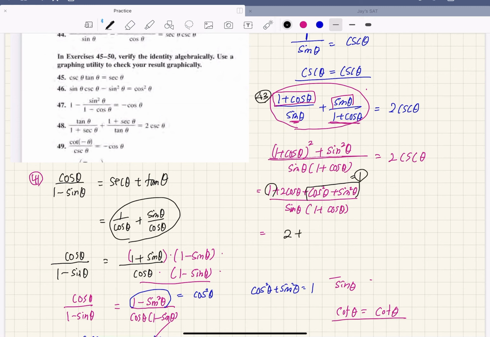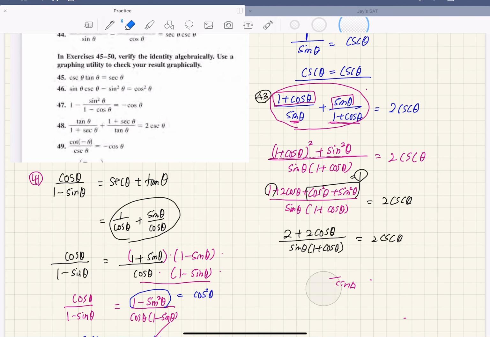Right? 2 plus 2 cosine theta over sine theta times 1 plus cosine theta is equal to 2 cosecant theta, right side should be the same. And then in numerator you factor 2 out, because in these two terms 2 is a common factor. Take 2 out, it's like factoring: 2 times 1 plus cosine theta over sine theta times 1 plus cosine theta. The other side is 2 cosecant theta.